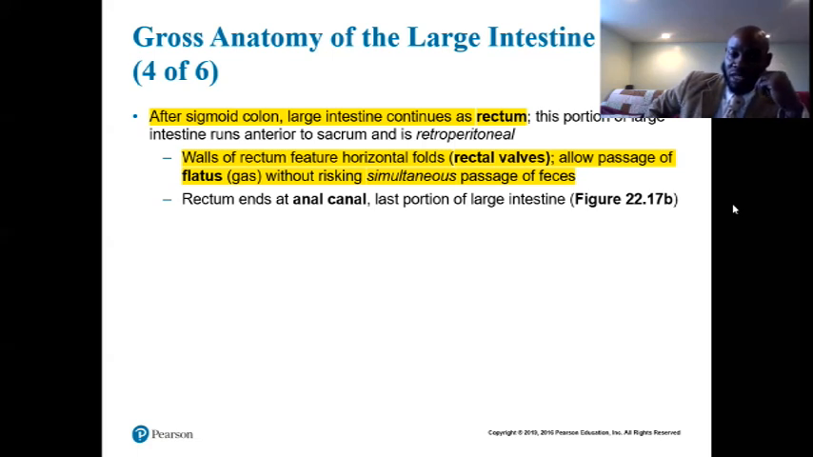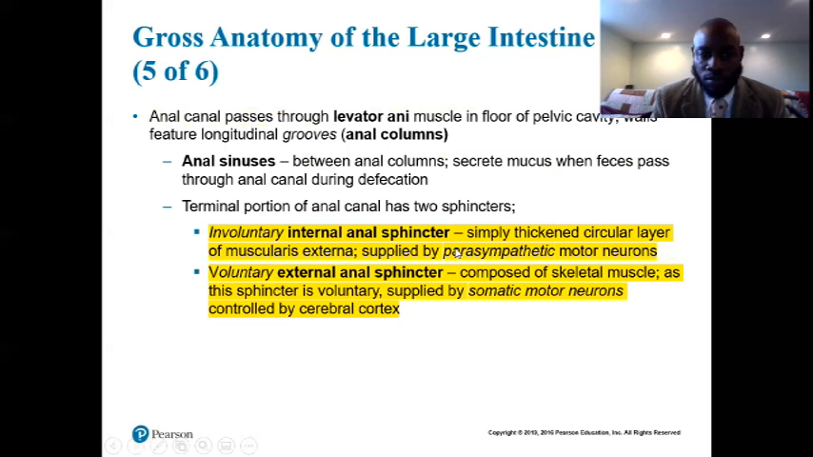The rectum is basically the final passageway of the large intestines, and that ends in what we call the anal canal, which is considered the last portion of the large intestines. That's basically where feces are coming out of your body. The anal canal passes through the levator ani muscle in the floor of the pelvic cavity. Something important to notice here is that this is where we go from smooth muscle back to skeletal muscle, which is very important, obviously.